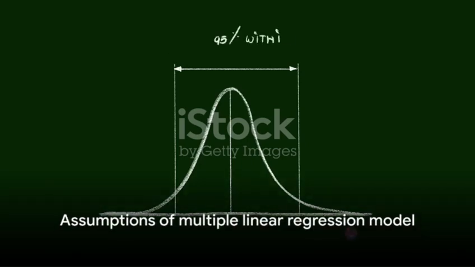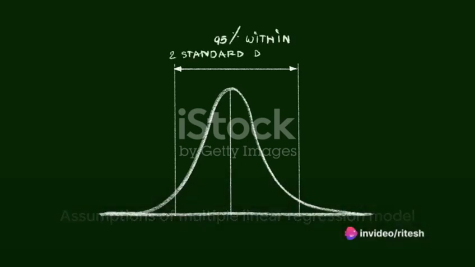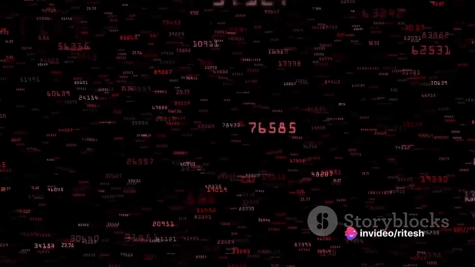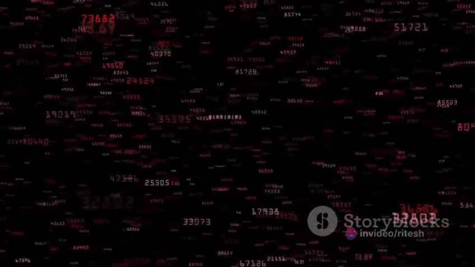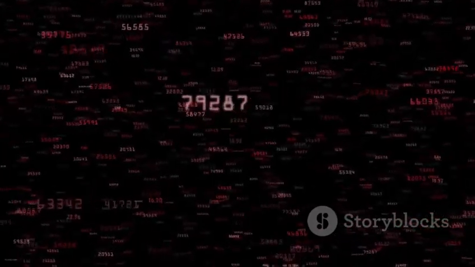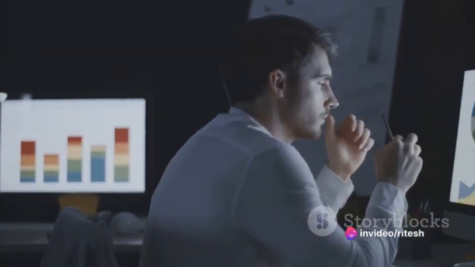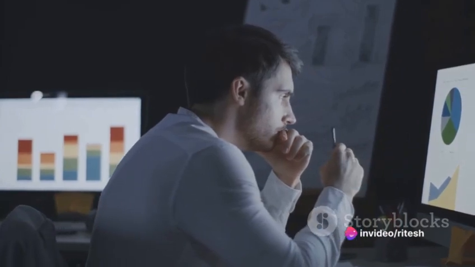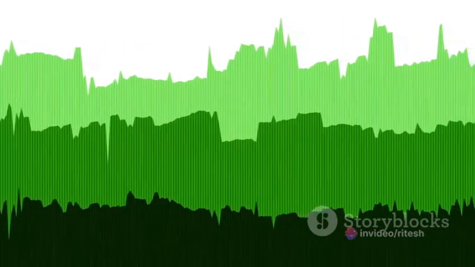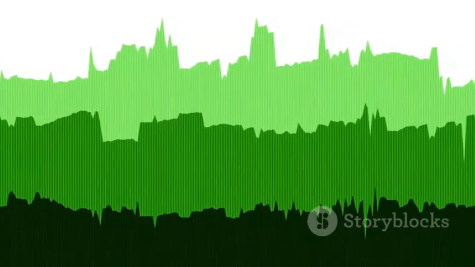This error is assumed to be independent, have a mean of 0 and a common variance, and is normally distributed. These assumptions might sound familiar, and that's because they are very similar to those for a simple linear regression model with one predictor variable. Much like simple linear regression, verifying the assumptions in multiple linear regression is crucial, and we do this by examining residual plots and normal probability plots for the residuals.